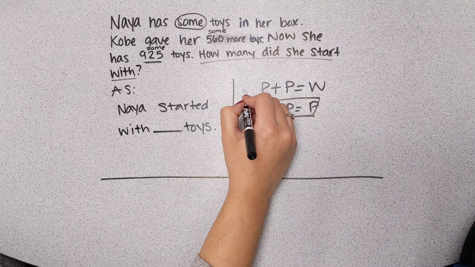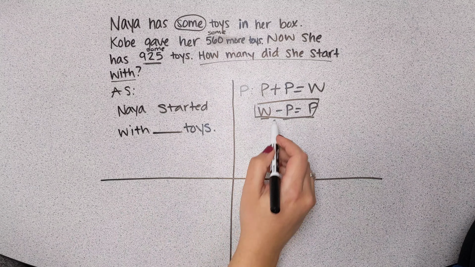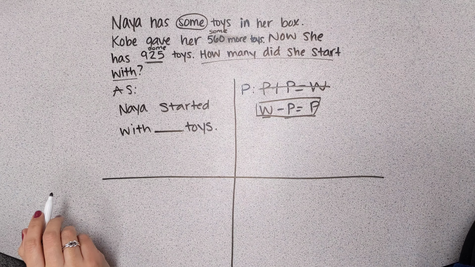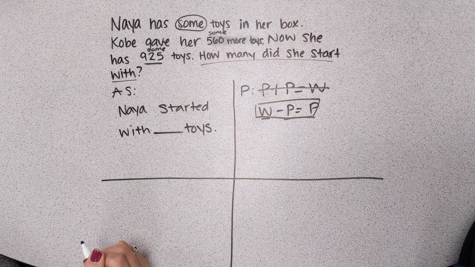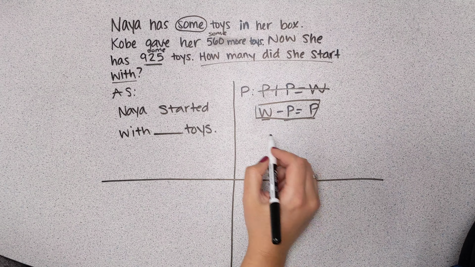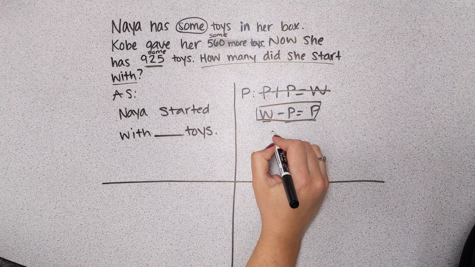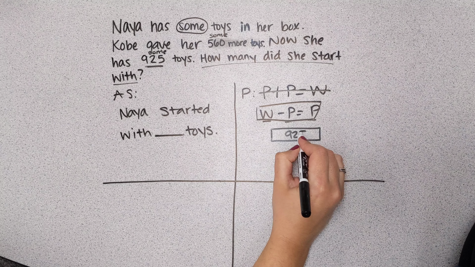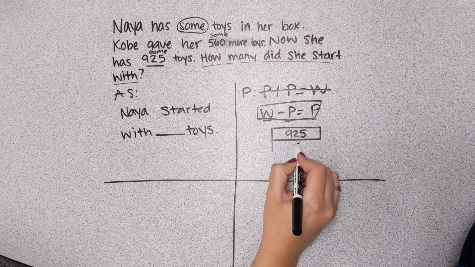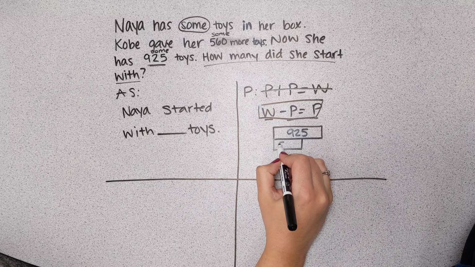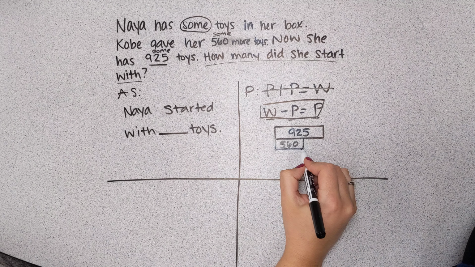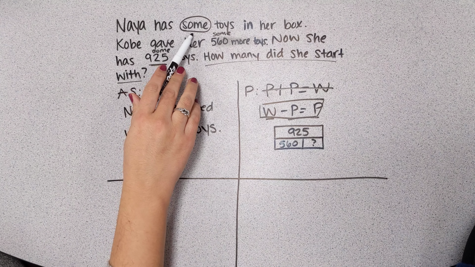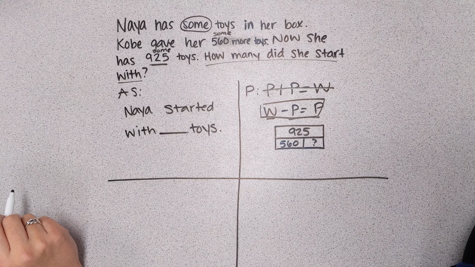Now I work out my plan. I already did half of it because I already decided that I have a whole minus part equals part type of question. Now I'm going to build my bar model. I know my whole, 925. And I know that one of the parts is 560. What I don't know is this part here. That's the sum toys that she had in the beginning.